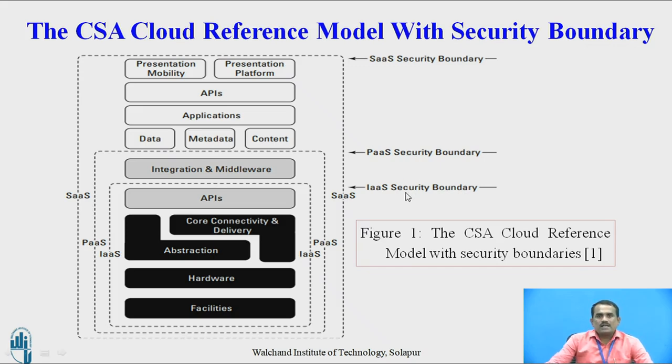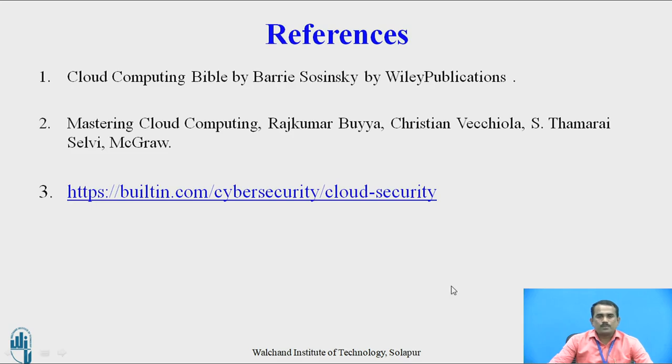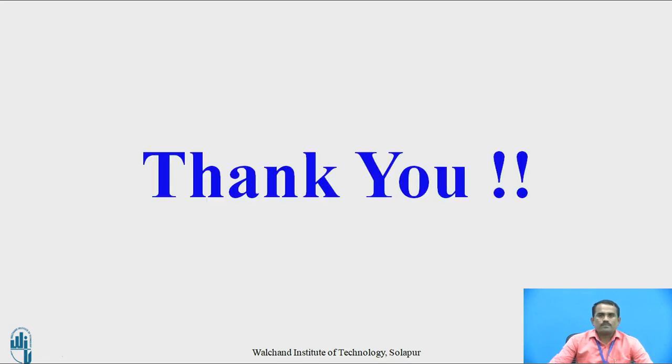Here I have shown the security boundaries: the IaaS security boundary, PaaS security boundary and SaaS security boundary. Inside is IaaS, and the outside parts are PaaS as well as SaaS. So this is the CSA cloud reference model with security boundaries. We have discussed what security is and what a security boundary is. This is the main reference I used for preparing the above PPT.